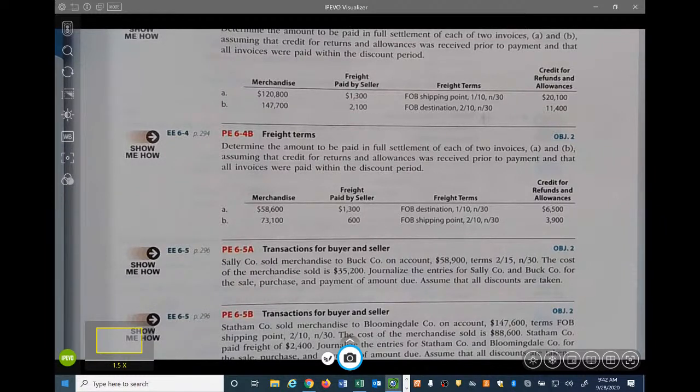Right, so if we're purchasing an item from a supplier and the terms are FOB shipping point, then when the goods are in transit, we're responsible for it, right? Because it's from the point at which it was shipped.